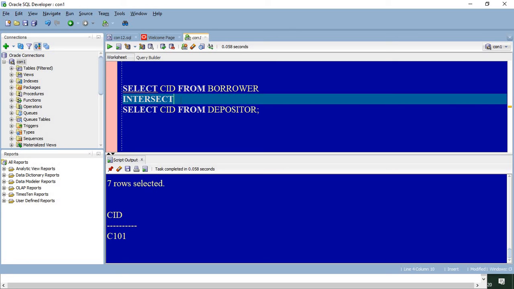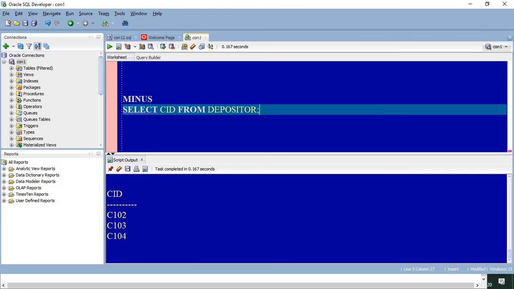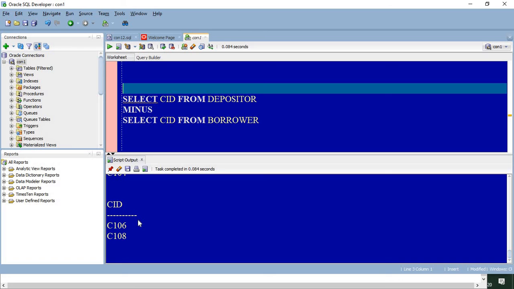If we are interested in the customers who are borrowers only, then we need to take a minus operation, and for that we have minus in SQL. Now you will get the customers who are the borrowers only. If we are interested in the depositors only, then we need to apply minus the other way around. Now you can see that we have obtained the customers who are the depositors only.